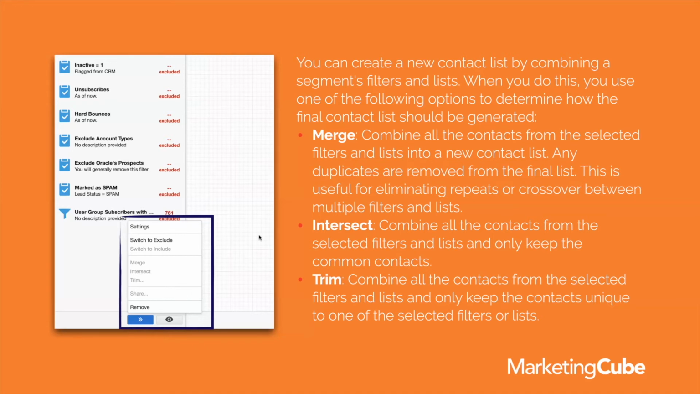Intersect combines all of the contacts from the selected filters and lists and only keeps the common contacts. So again, you've got two lists, one is 45,306 and the other is 2,304. What you're trying to identify is the unique people that intersect in both of those. Well, Intersect will help you do that. And then Trim combines all of the contacts from the selected filters and lists and only keeps the contacts unique to one of the selected filter or list. So we'll have a look at that as well, so you can see that in a bit more detail.